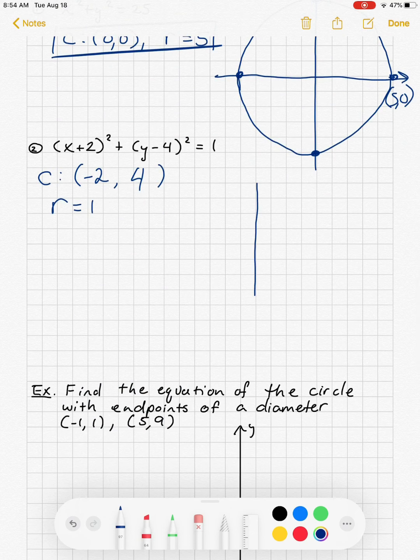Let's see if this one is any more interesting to graph. Negative 2, 1, 2, 3, there's the center. The radius is 1. So I'd have a point here, here, here, and here. Okay, looks something like that.